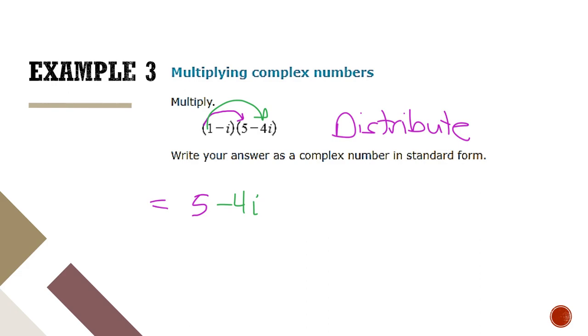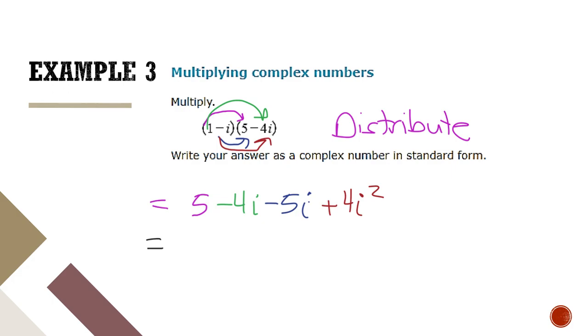We are done with that part, and then we're going to jump from negative i to times that 5, so negative i times 5, which is minus 5i. And then the last thing is negative i times minus 4i, which turns into a positive 4i squared. So this is just like distributing with x's, except there's one little caveat at the end.